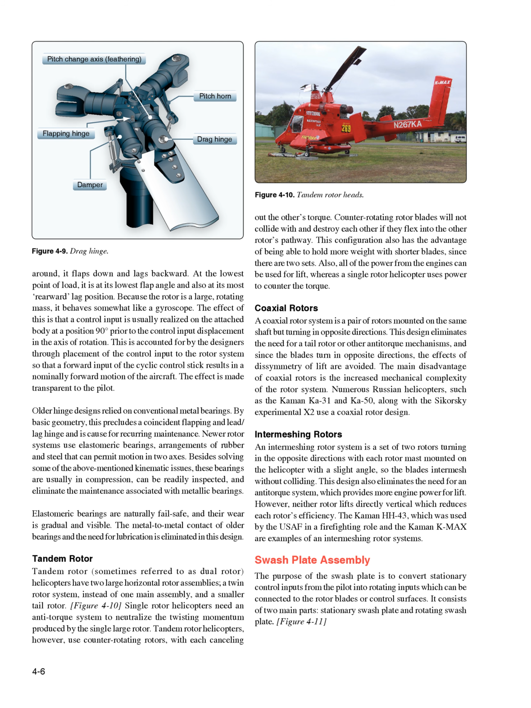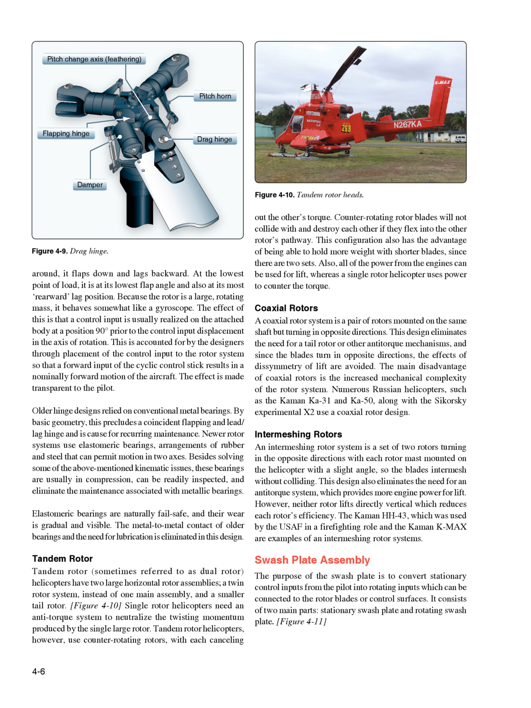Coaxial rotors. A coaxial rotor system is a pair of rotors mounted on the same shaft but turning in opposite directions. This design eliminates the need for a tail rotor or other anti-torque mechanisms, and since the blades turn in opposite directions, the effects of dissymmetry of lift are avoided. The main disadvantage of coaxial rotors is the increased mechanical complexity of the rotor system. Numerous Russian helicopters, such as the Kaman Ka-31 and Ka-50, along with the Sikorsky Experimental X-2, use a coaxial rotor design.